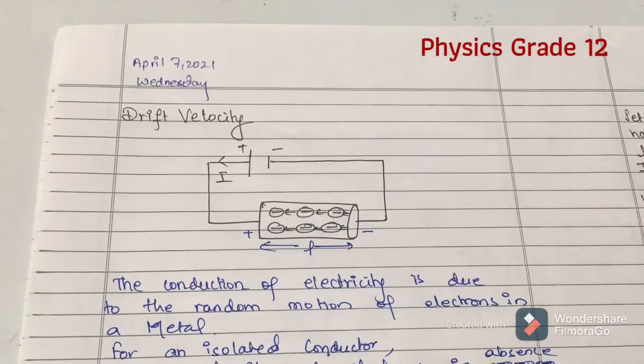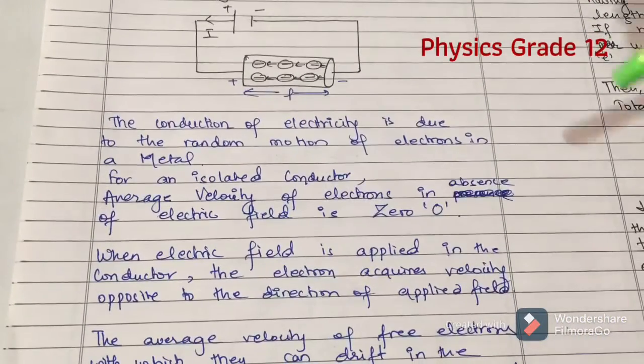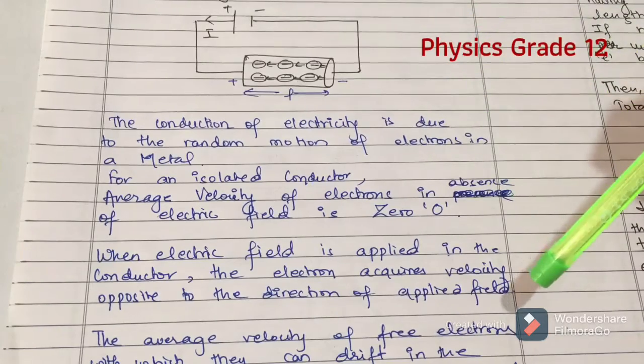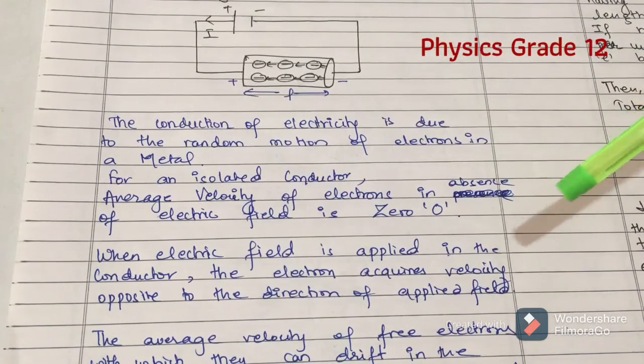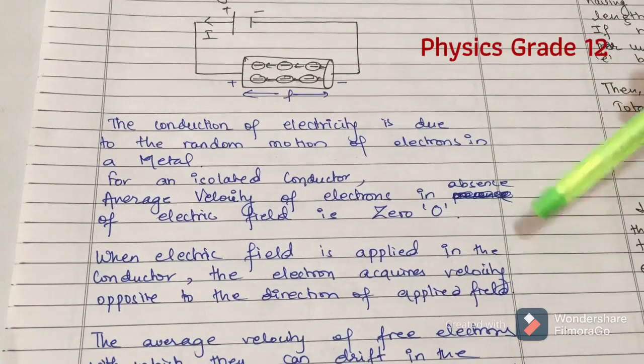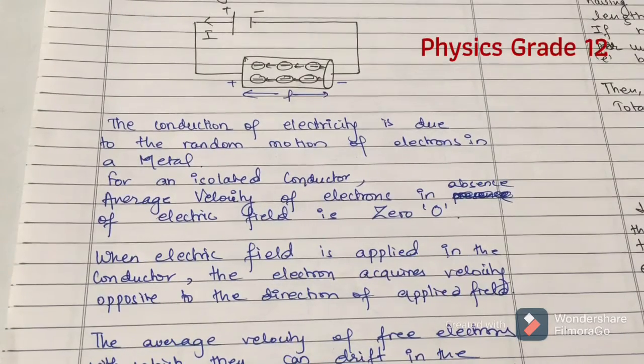यदि इलेक्ट्रिक फिल्ड छैन भने 0 हुन्छ. So when an electric field is applied in the conductor, the electrons acquire a velocity, र त्यो भेलोसिटी opposite to the direction of the applied field हुन्छ. Please remember, when an electric field is applied to the conductor, the electrons acquire a velocity that is opposite to the direction of the applied field.